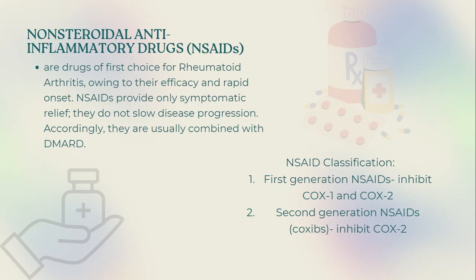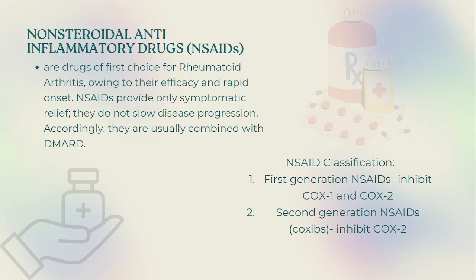Non-steroidal anti-inflammatory drugs or NSAIDs are drugs of first choice for rheumatoid arthritis. Owing to their efficacy and rapid onset, NSAIDs provide only symptomatic relief. They do not slow disease progression. Accordingly, they are usually combined with a DMARD. NSAID classification: we have first-generation NSAIDs that inhibit COX-1 and COX-2.